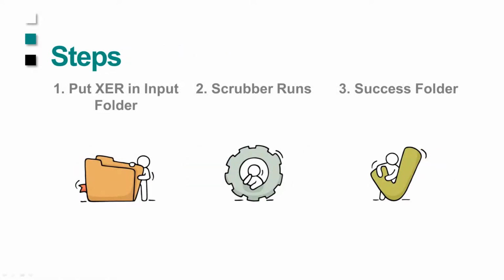So essentially, the steps to run P6-Scrubber are: you get your exported file and you put it into an input folder. The scrubber runs on that file, and it puts it into a success folder if everything has been looked at and it is able to resolve it. And it's not only going to put it into the success folder, it's going to give you a report telling you what actually happened and what Scrubber did with that particular file.